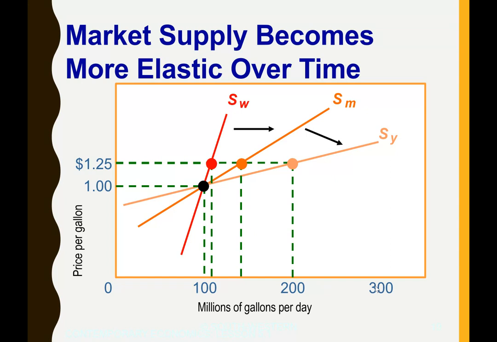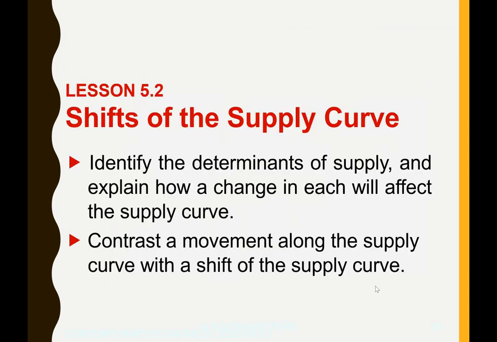Because if the price of pizzas goes up by $10 and now you're paying $20 a pie, over time you're going to see less and less people buy that really expensive pizza. That's from the consumer perspective. In the supply perspective, you're going to see that it becomes more elastic over time. So check that out. We see gradually more and more gallons a day.